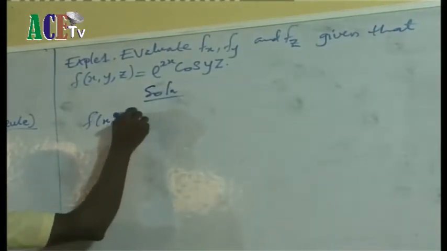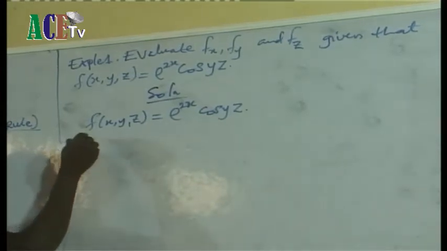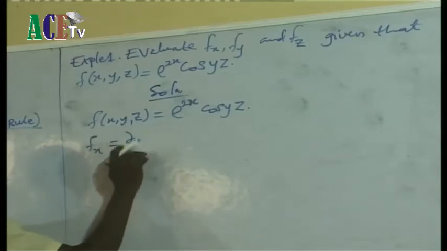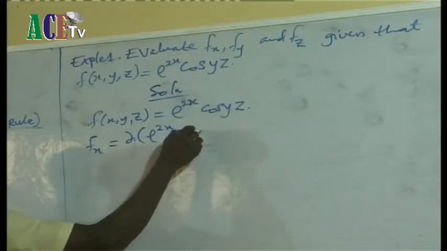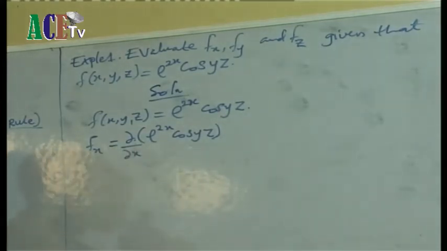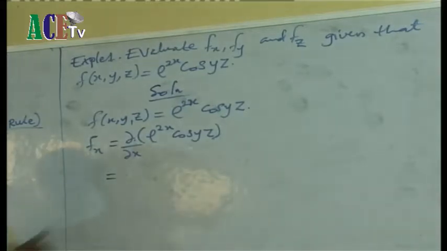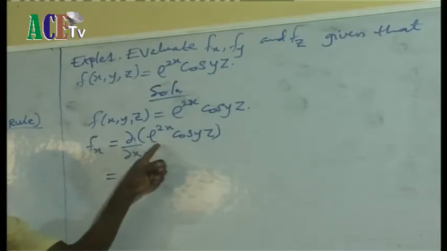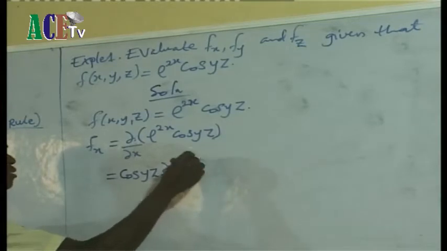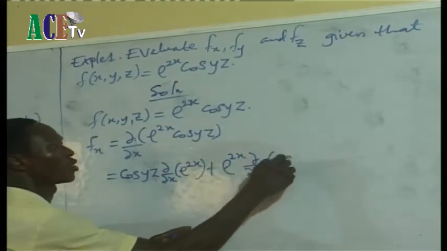F of x, y, z is exponential 2x cos yz. If I want to find f of x, it means I want to find the derivative of exponential 2x cos yz with respect to x. I want to use product rule. Let me keep this one constant and differentiate this. I will have cos yz times d/dx of exponential 2x, plus, keeping this one constant, d/dx of cos yz.